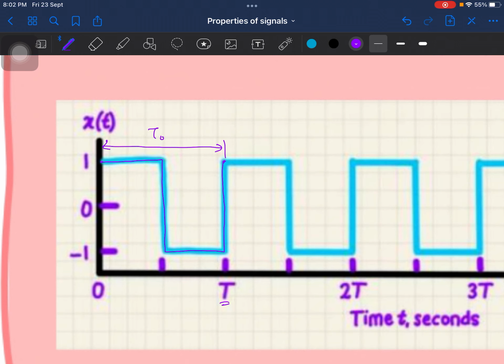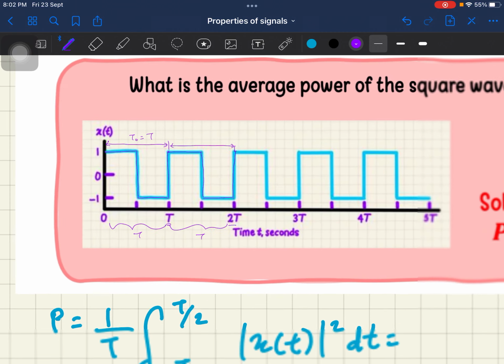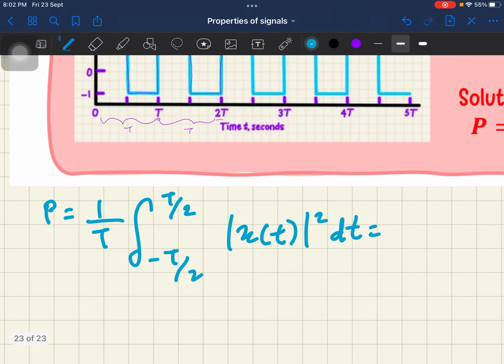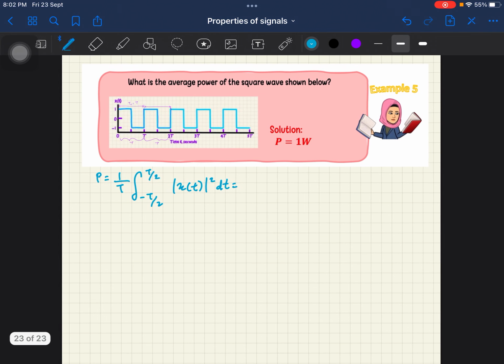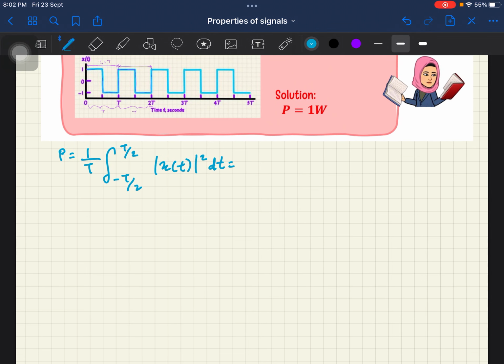Similarly, if you go from here, you go to the right, you go down, go to the right, and go up again. Starting from here, you repeat the same pattern. So this is another cycle, and the period is 2T minus T, so it's T. From here is T, from here is T, so our fundamental period is T. Therefore if we substitute into the equation, the factor is 1 over T.